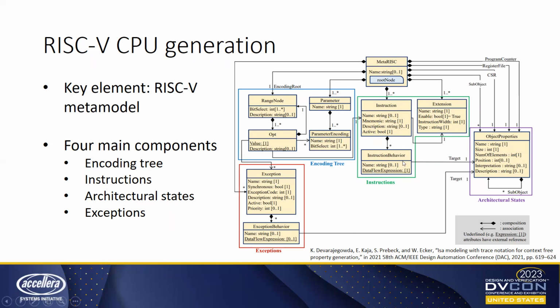The instruction component would describe the instruction and their behavior. The architectural states would represent the important state elements of the processor, such as program counter, GPR, or CSRs. And there would also be the exception component, which represents, of course, exceptions, so unexpected events, and their behavior.